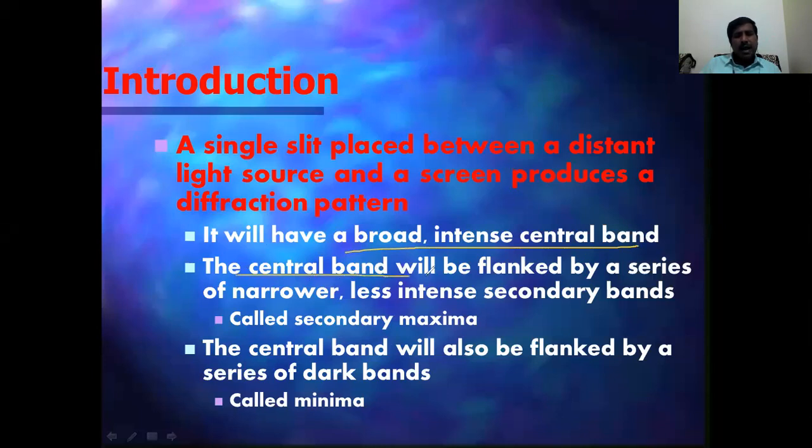The central band is flanked by a series of narrower, less intense bands called secondary maxima. It is also flanked by a series of dark bands called minima. So we have dark bands and bright bands, as we have seen in the previous slide.